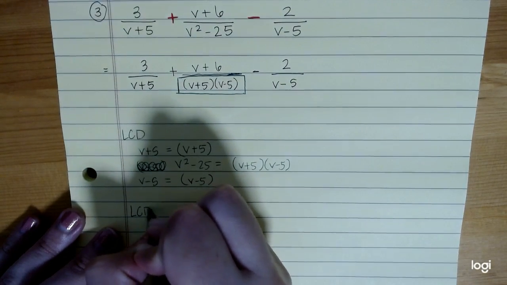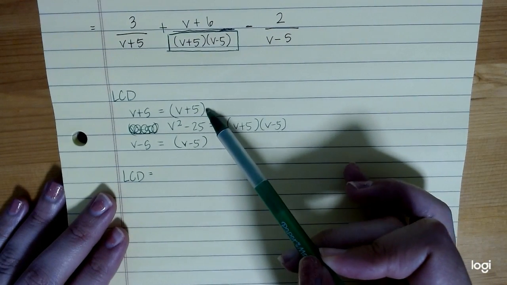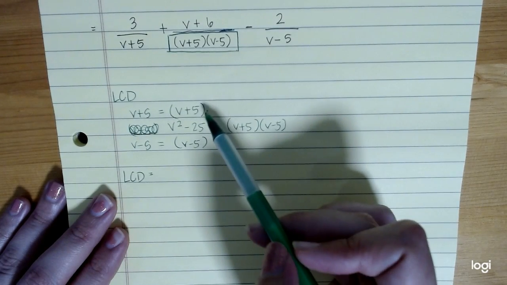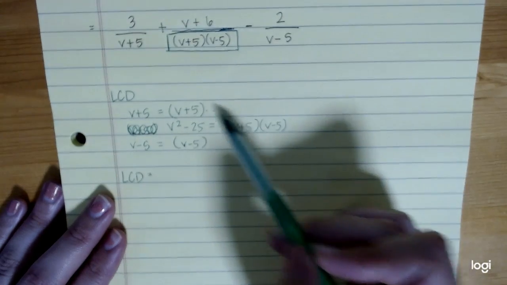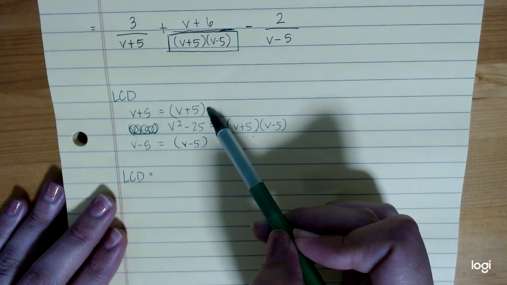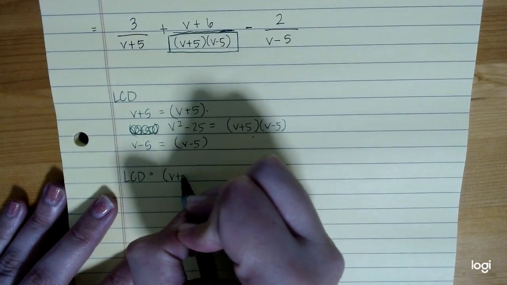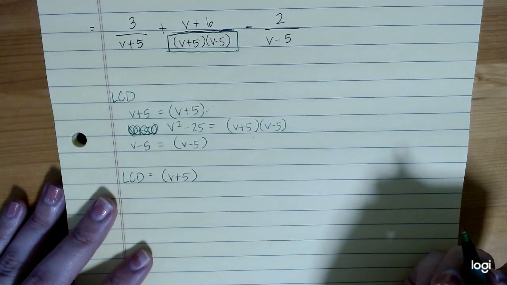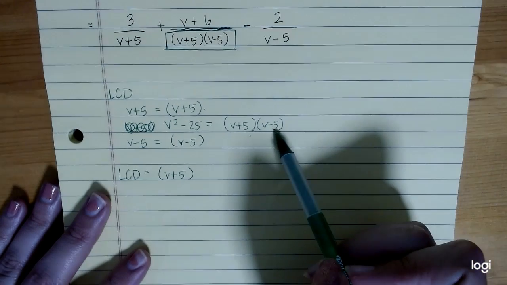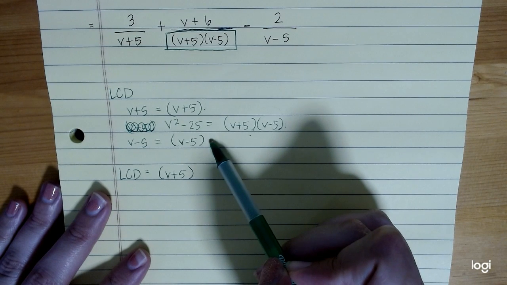So to form that LCD, we see this has a factor of v plus 5, so it doesn't occur any times here, but it occurs one time here and one time here. So the most that factor occurs is one time. So my least common denominator needs to have one factor of v plus 5 in it. And then we see a factor of v minus 5, and it's repeated in our third denominator.